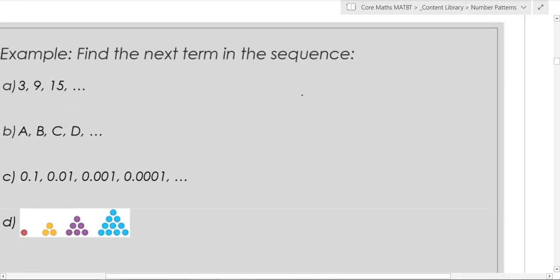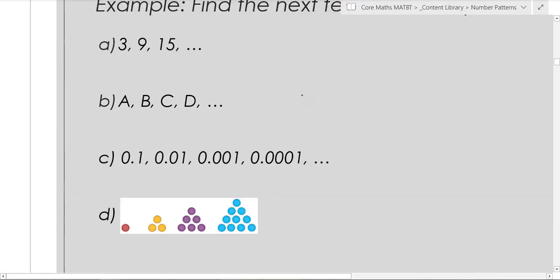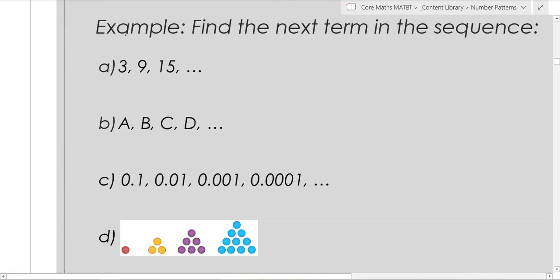Find the next term in this sequence. Let's look through some examples. I can see 3, 9, 15. What would the next term be? Well, 3 to 9 is adding 6, and 9 to 15 is also adding 6. So if you add 6 to 15, the next term should be 21. That's the next term in that sequence.